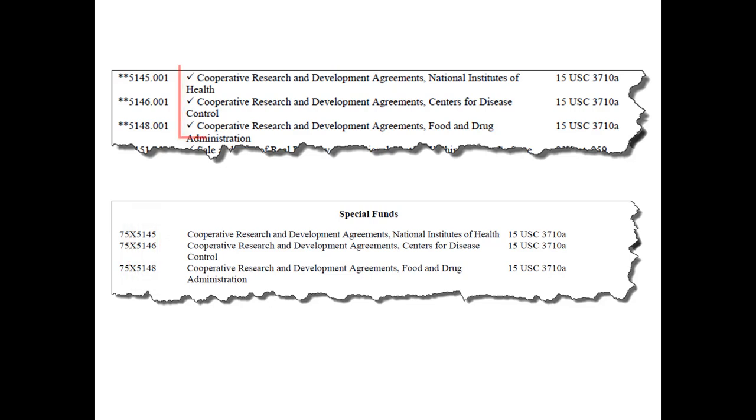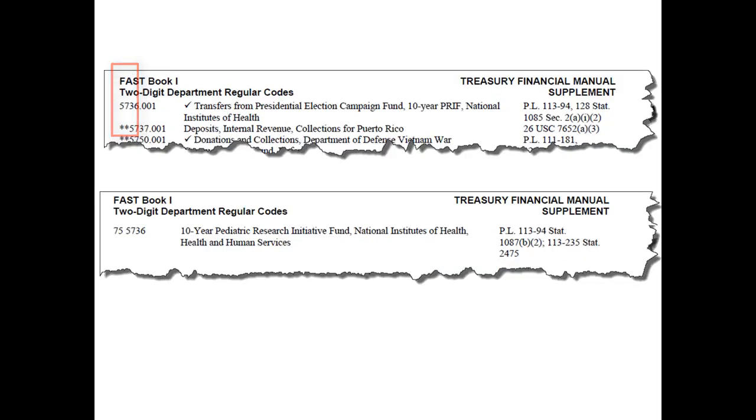Each CRADA receipt account has a check mark indicating that these collections are distributed offsetting receipts and therefore offset HHS outlays. The double asterisk here indicates that these receipts are available. That is, no further action needs to be taken by the Congress or Treasury to make these receipts available for expenditure. This is an important distinction, so let's take a look at another example.